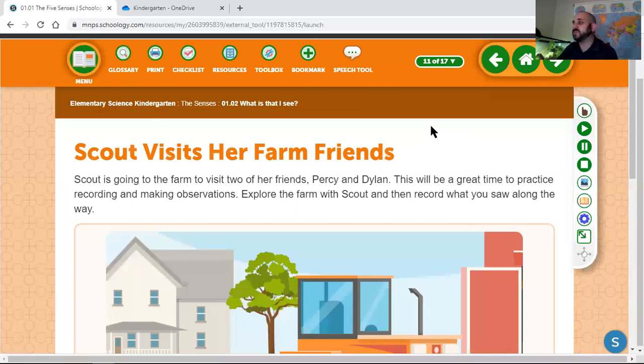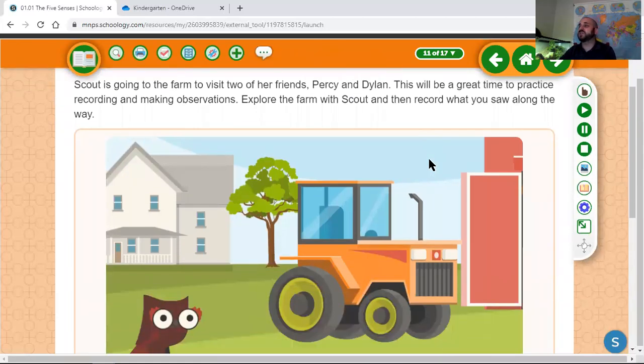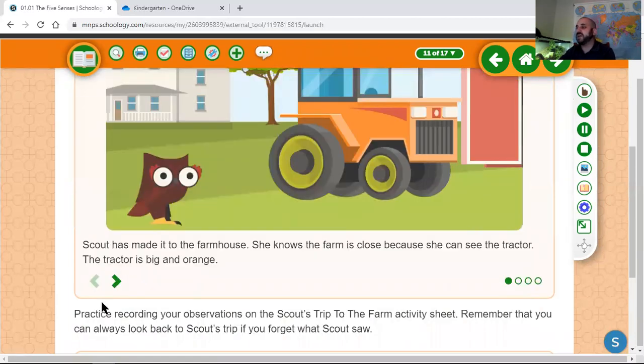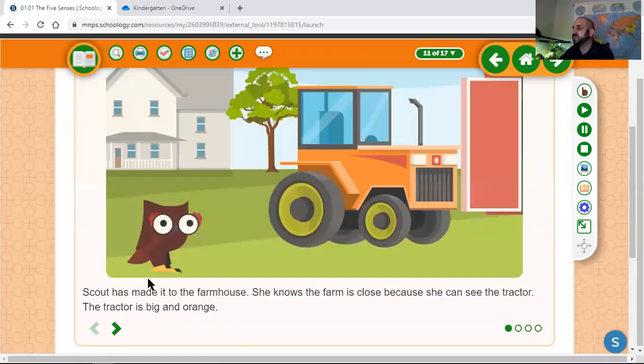Scout visits her farm friends. Scout is going to the farm to visit 2 of her friends, Percy and Dylan. This will be a great time to practice recording and making observations. Explore the farm with Scout and then record what you saw along the way. Scout has made it to the farmhouse. She knows the farm is close because she can see the tractor. This is the tractor. It is big and orange.